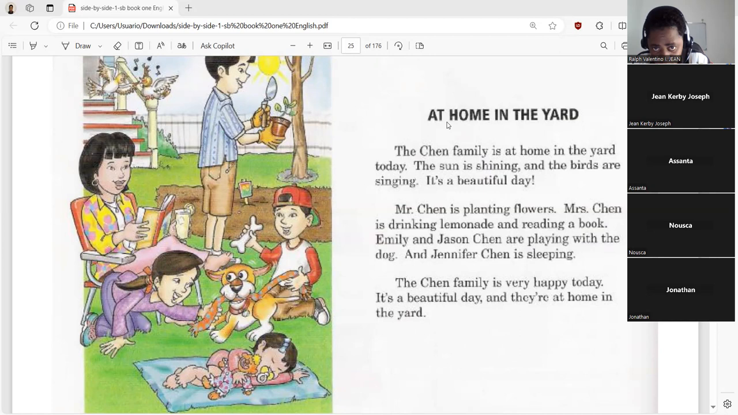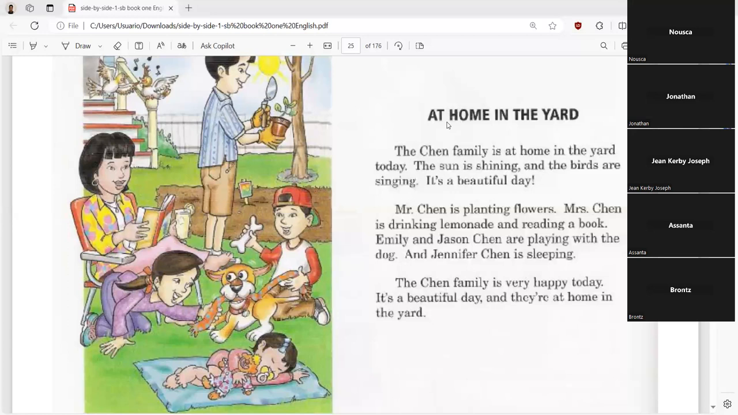Mr. Chen is planting flowers. Mrs. Chen is drinking lemonade and reading a book. Emily and Jason Chen are playing with the dog, and Jennifer Chen is sleeping. The Chen family is very happy today. It's a beautiful day, and they're at home in the yard.